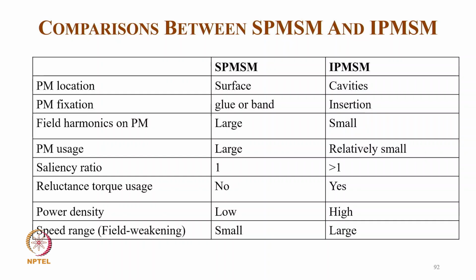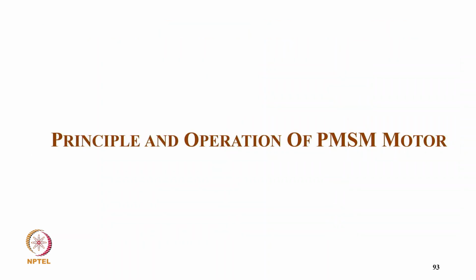Saliency ratio is 1 for surface mounted, but for interior it is more than 1. Reluctance torque of course is not there in case of surface mounted, but in case of interior, large synchronous reluctance torque is available. Power density is high in case of interior magnet, and the speed range for field weakening is large for interior permanent magnet. Because of this, for most high speed applications we prefer the interior permanent magnet synchronous motor.